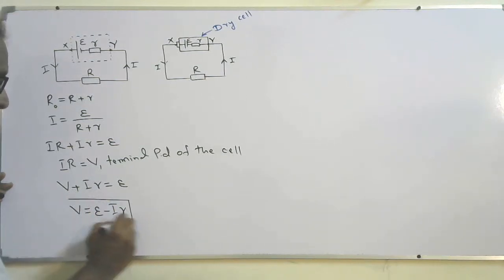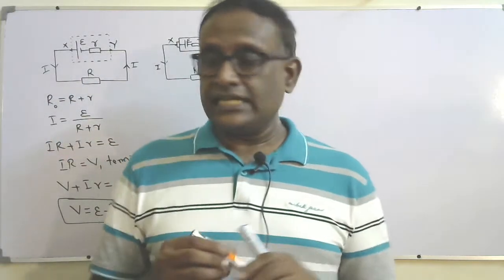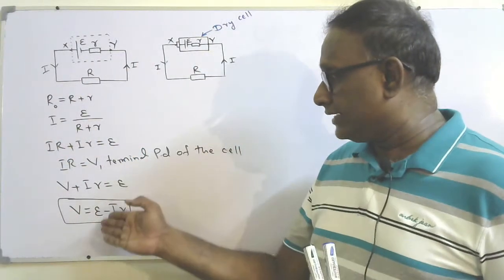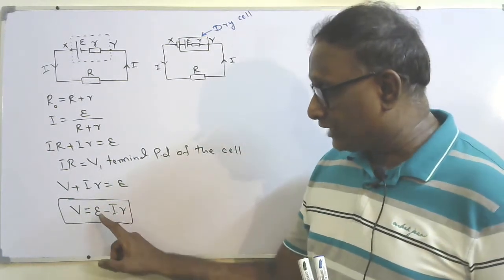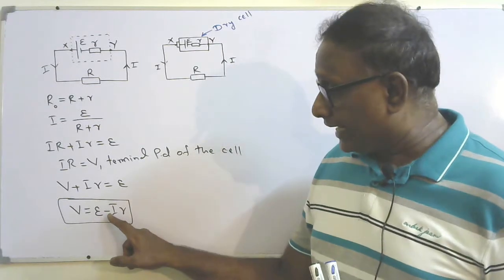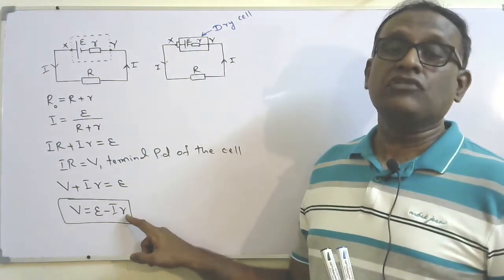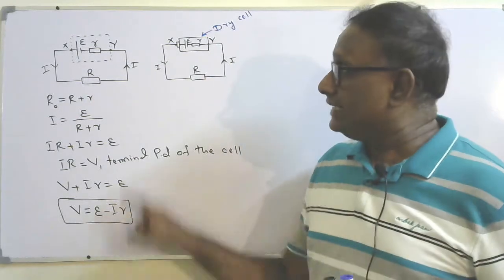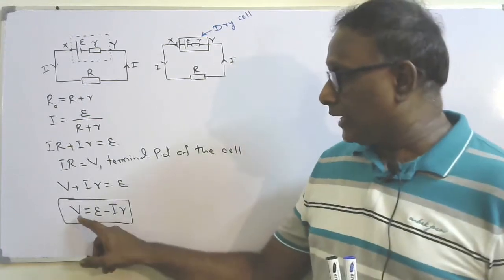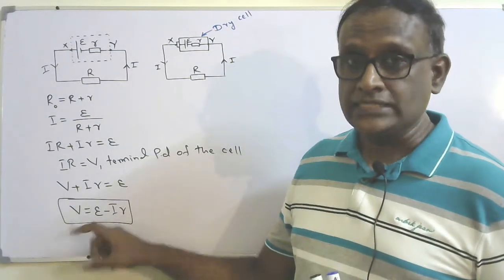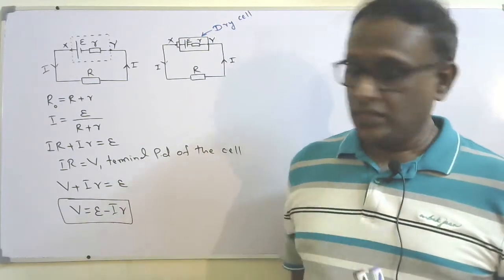This is given in your data sheet for Cambridge. In case they ask you to derive this, you can derive it this way. Terminal potential difference is equal to EMF minus Ir. So I times small r is the voltage drop inside the cell due to its internal resistance. So remember that the terminal potential difference is always lower than the EMF of the power supply.